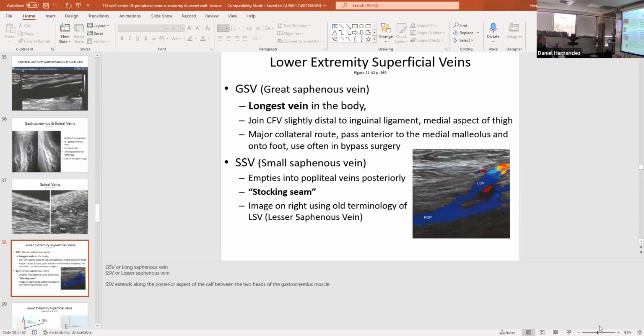Instead of going from the superficial veins into those deep veins, it's going from the deep system back into the superficial veins. This causes the GSV to become very large and dilated. This then bleeds into a lot of the smaller superficial veins and creates those very large varicose veins. So by cutting off that GSV and preventing that blood flow from going back into those smaller veins, you can alleviate those varicose veins.